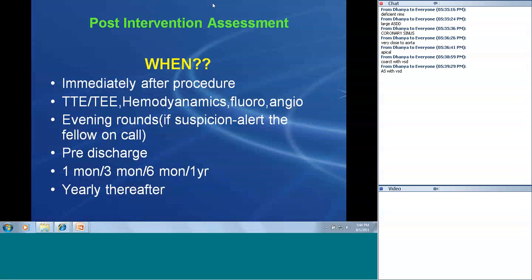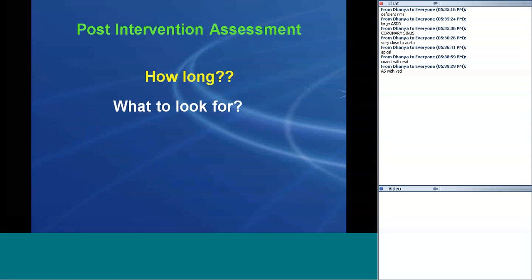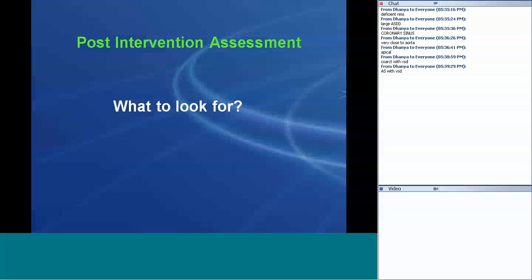So that's very important for the fellow on call to know what has happened in the cath lab, although that particular fellow is not posted in the cath lab. Pre-discharge, of course, there should be a routine echo, and then at 1 month, 3 months, 6 months, 1 year, and as it is indicated, and then yearly or 2 yearly thereafter. Okay, and how long? It is said indefinite, at least till the operator is alive. So it means indefinite follow-up is required for all these cases.